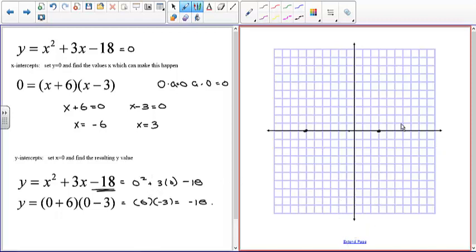So what I can do is change the scale from negative 20 to positive 20. Here I can still do negative 10 to 10. So if I do 0, negative 18, that's going to be right here. So these are my 2 x-intercepts. This is my y-intercept.